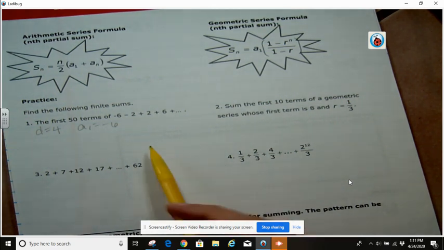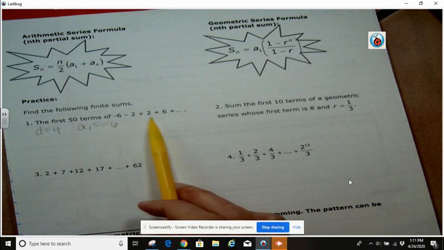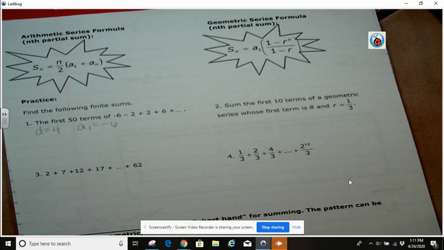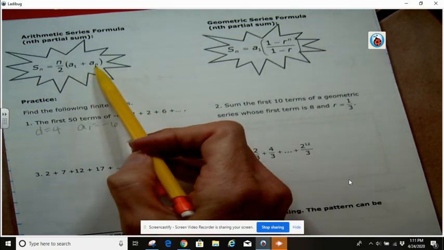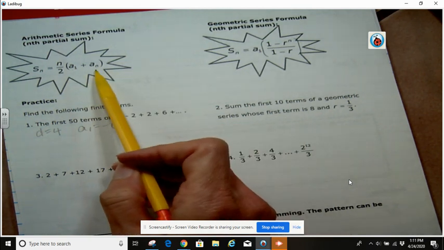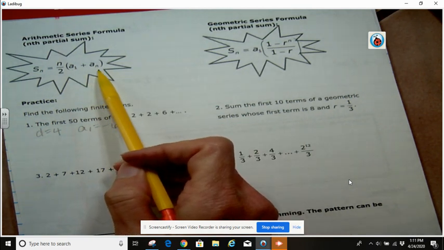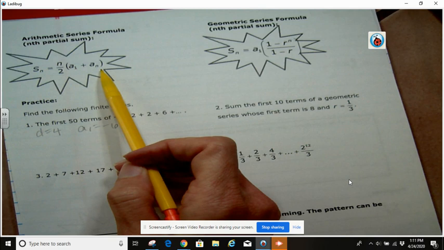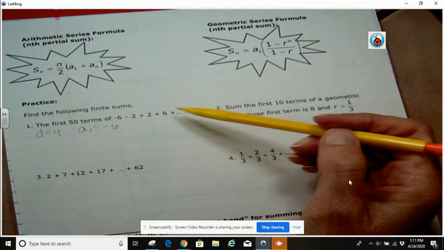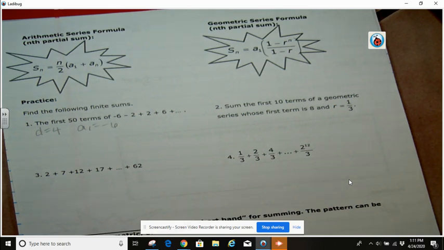So right now, we know the first, second, third, and fourth, and we know what we're adding each time, but we don't know what the 50th term is. But for this formula, we need to know that. So if we need a piece of information for our series formula that's not given, then we're going to have to use the sequence formula to find it. Otherwise, you just have to write out this whole series until you get to the 50th term.